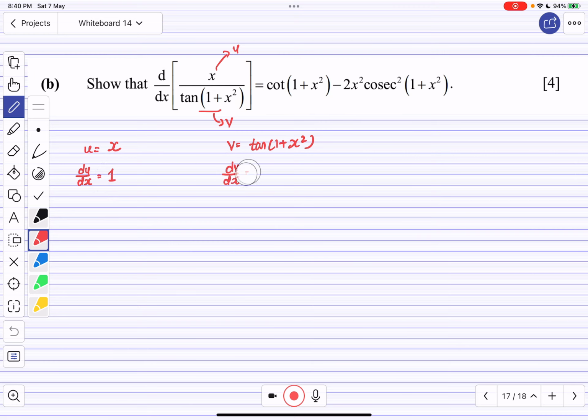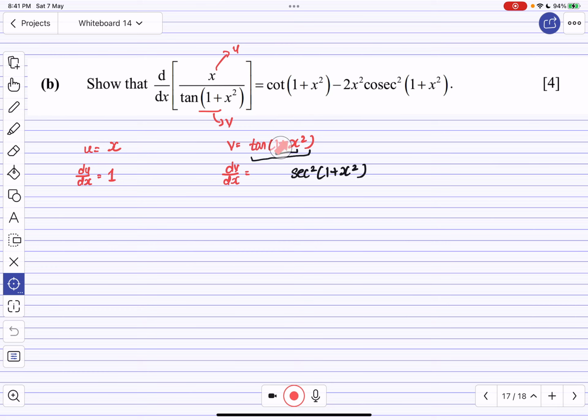Now when I differentiate this, you can see that you will need the chain rule because there's the outside function and the inside function. Differentiating the outside function, tangent, gives me sec²(1 + x²). Now differentiating the inside function, 1 + x², will give me 2x.